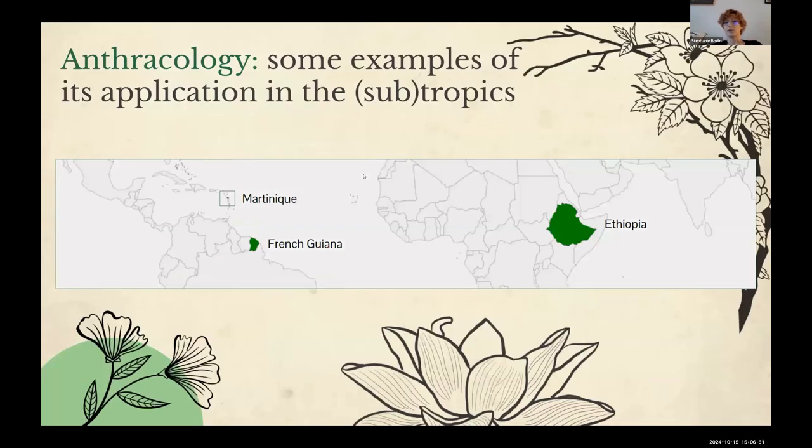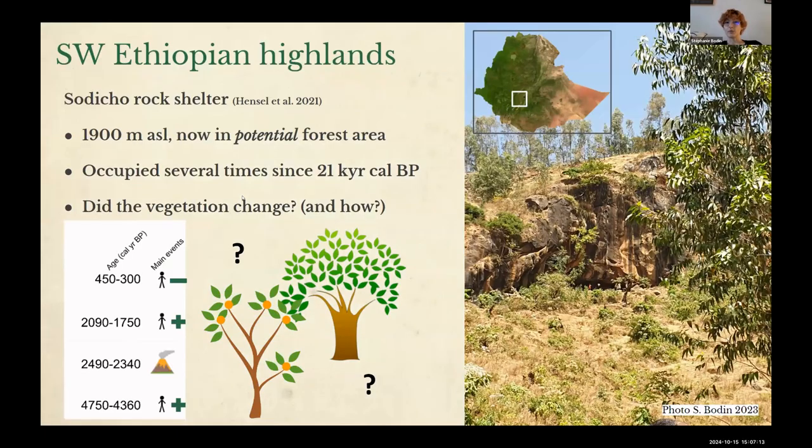And I will give you now examples from the tropics and the subtropics about this past wood management and paleo-environmental reconstruction. So I will start with a case in Ethiopia, then we will go to French Guiana, and then to Martinique, which is a small island in the Caribbean. So let's start with Ethiopia.